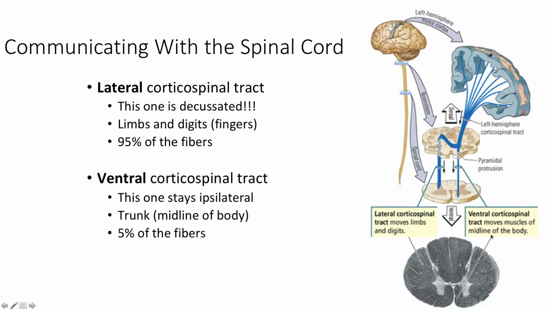or your trunk. So the lateral corticospinal tract is decussated, so it moves over, and it controls the limbs and your digits, and this is 95% of the fibers of the original tracts. The ventral corticospinal tract is the one that stays ipsilateral, so it stays on the same side of the hemisphere, and it will move the midline of your body, and this is only 5% of the fibers.